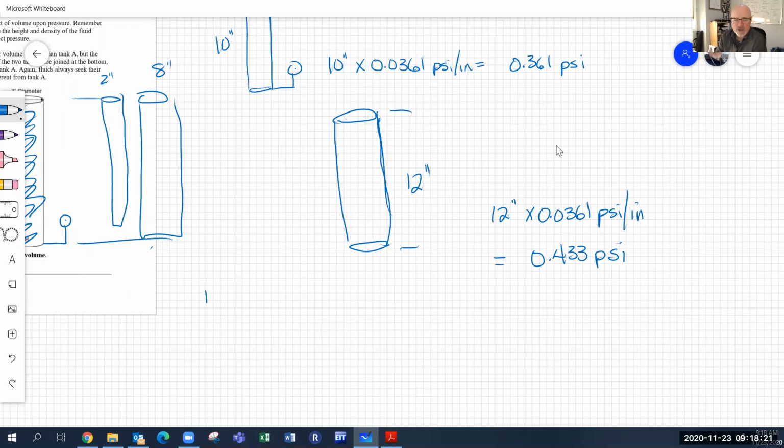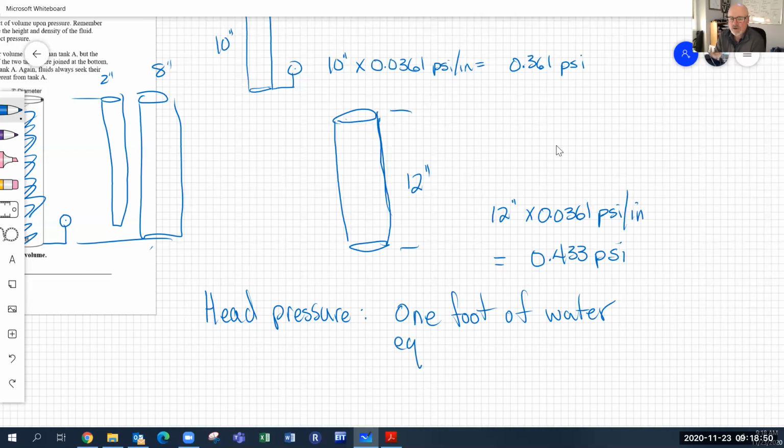So this is where we get something called head pressure. Head pressure is a term that we use in our trade, and we talk about head in feet typically, sometimes meters, but most often in feet. So I can say head pressure is 1 foot of water is equal to 0.433 psi.